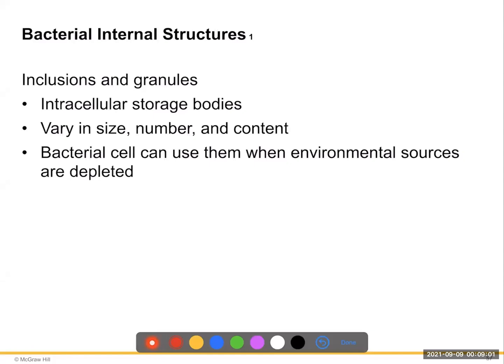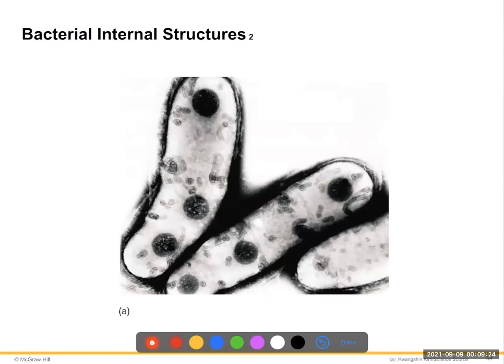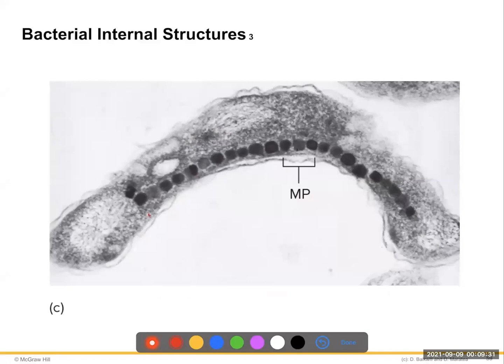All right, inclusions and granules. Maybe we store things inside. Those are inclusions and granules. They're intracellular storage bodies. They vary in size, number, and content. Bacteria cells can use them when environmental sources are depleted. They can store stuff inside these inclusions for use later on when they need nutrients for energy. You can see the inclusions right here in your bacteria. And they can all line up. They can be in different areas of the cell, depending on the energy needs of the bacteria.